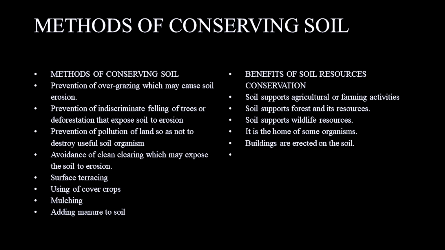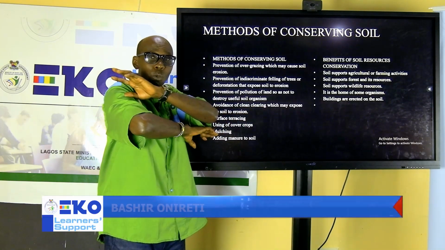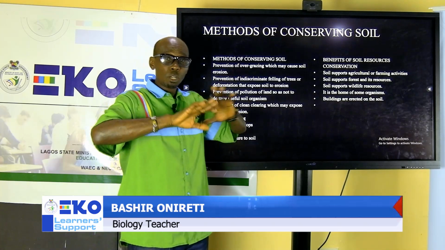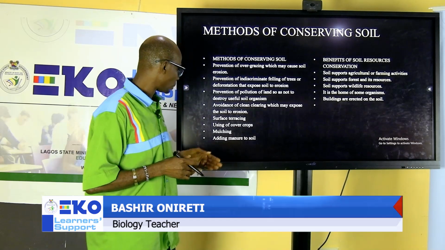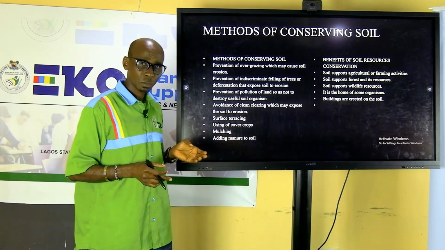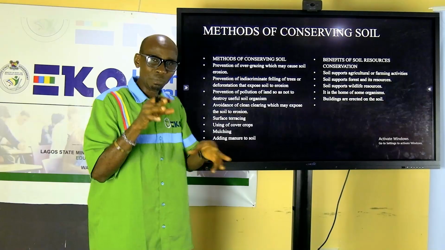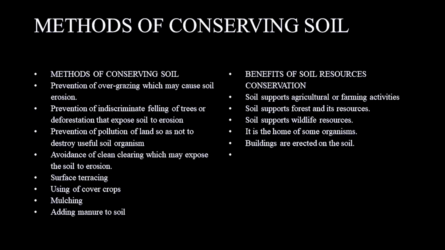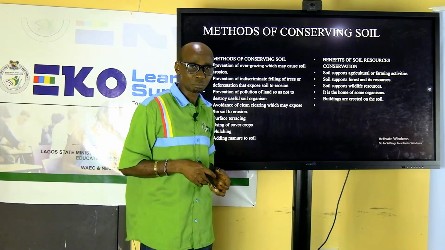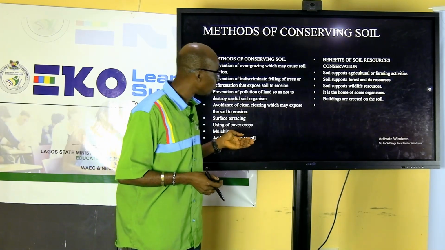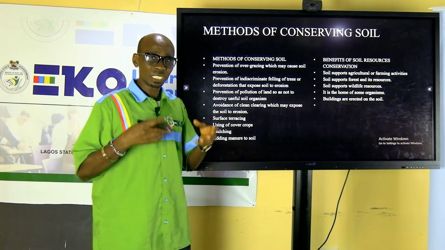Then avoid clean clearing, so that our forest does not become open land. Our soil becomes open to direct rays of the sun and erosion. Then we can use mulching, covering our soil with dead remains of plants. Then planting cover crops that grow and cover the surface of the soil, like cowpeas. They are cover crops. Then adding manure to the soil. We only add manure to the soils that need it, not the soil that does not need manure or fertilizer. So we add manure to preserve or improve their fertility.